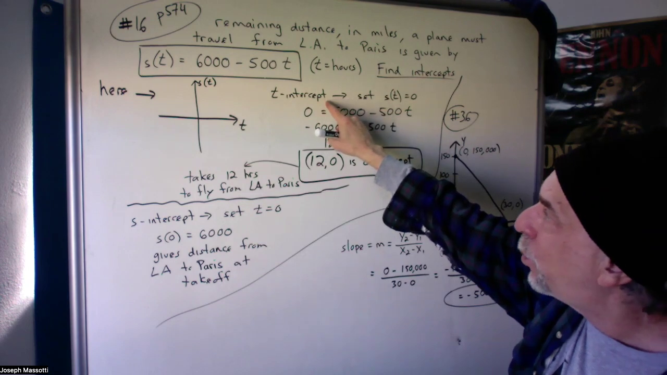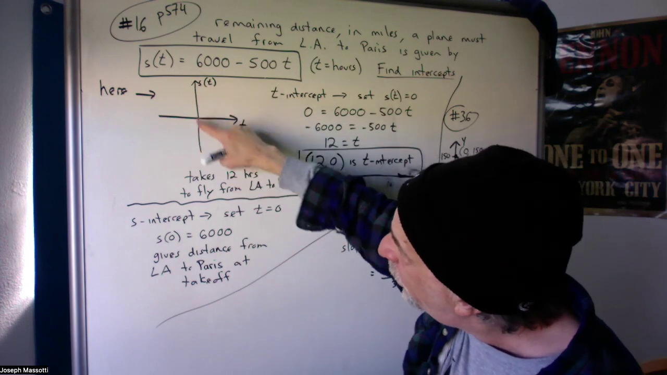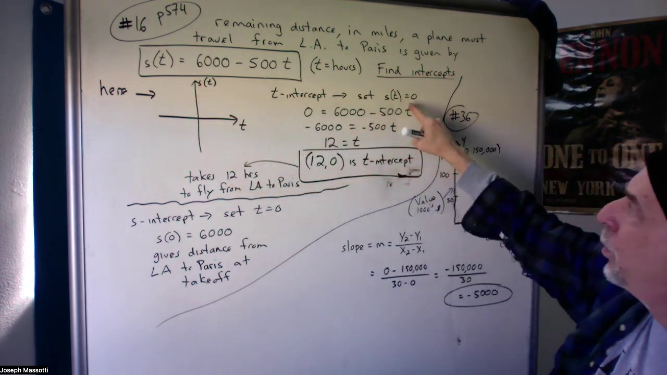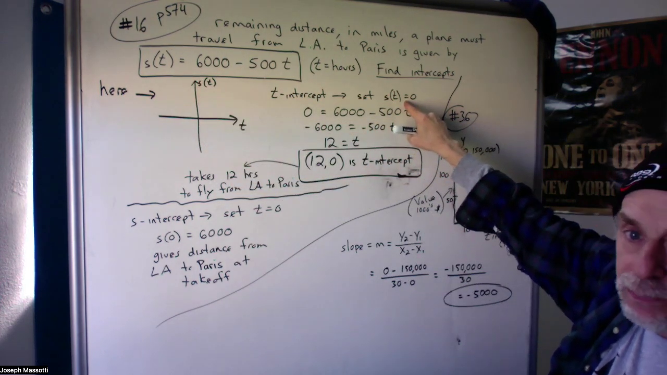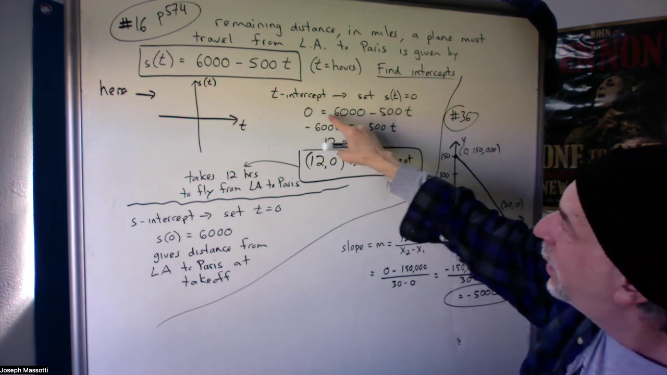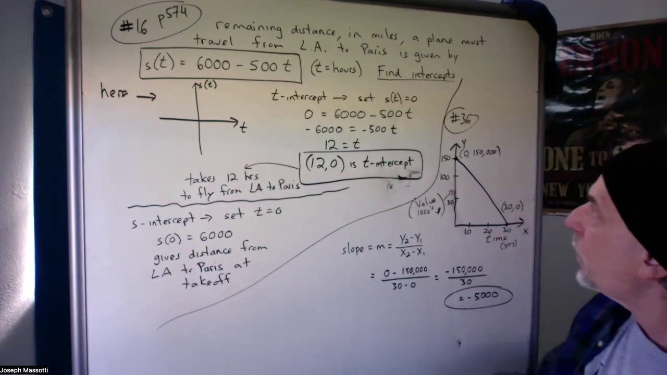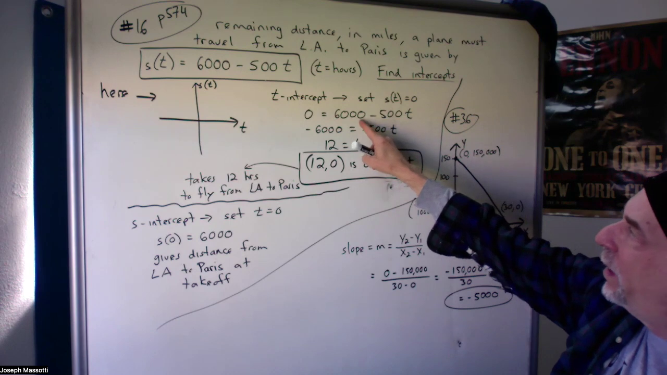So just like we did before, if we want a point on this axis, we're going to set the value of this to 0. Right? So we're going to set the output to 0. So all we're doing is setting the output to 0 and solving this resulting equation for time. So we do that. We end up with this.